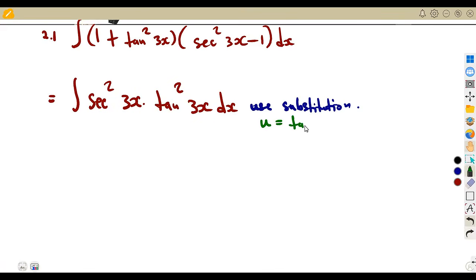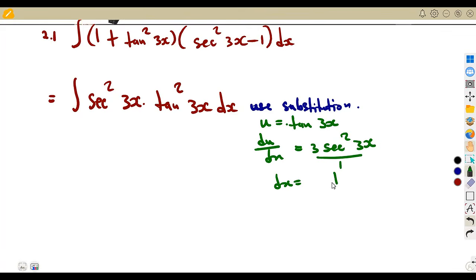So our u, let it be the tan of 3x, so that the derivative of u with respect to x is going to give us 3, because the 3 multiplies here. Remember, tan changes to sec squared 3x. Then we make dx the subject. If we cross multiply this and that, it is going to be du over 3 sec squared 3x, like this. Okay, this is what you're going to get, meaning to say, you are going to substitute back here like this.